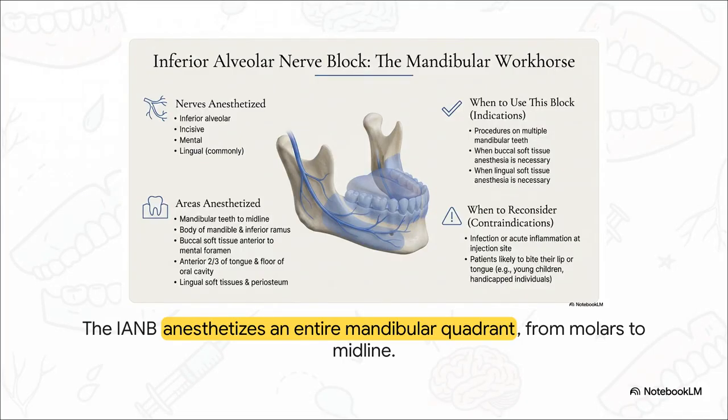So what's the whole point of the INB? What's its mission? Well, it's designed to get an entire mandibular quadrant numb, all the way from the molars right up to the midline. This makes it perfect for when you're working on multiple teeth or when you need both the cheek side and tongue side tissues numb.